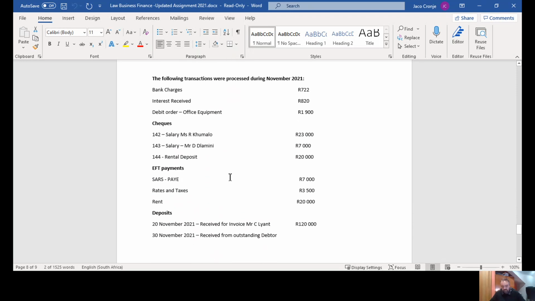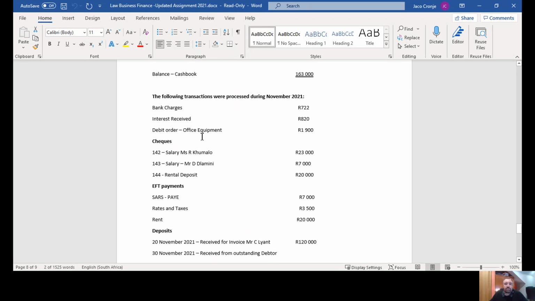Okay, then it says the following transactions were processed during November. Now that's maybe not the best wording because these are now the transactions that we have to go and process in our cash book. So for each of them, bank charges, we have to go and write a credit entry into my cash book for bank charges. So it's not that these were already processed, they're somewhere in the history. These ones we now have to go and put in our cash book. So cash book, cash book, cash book.